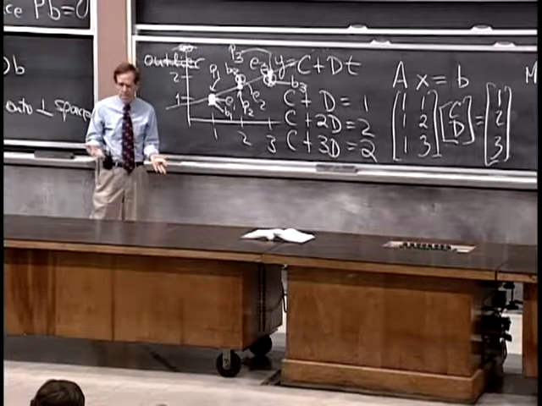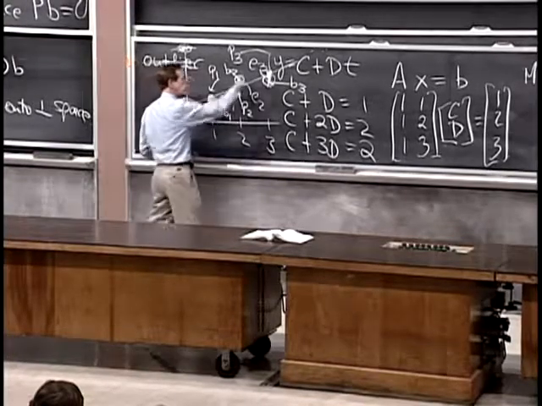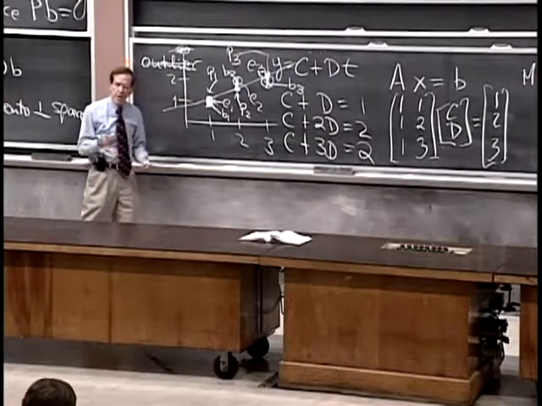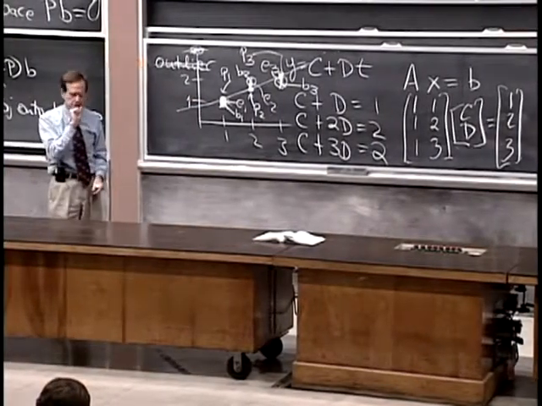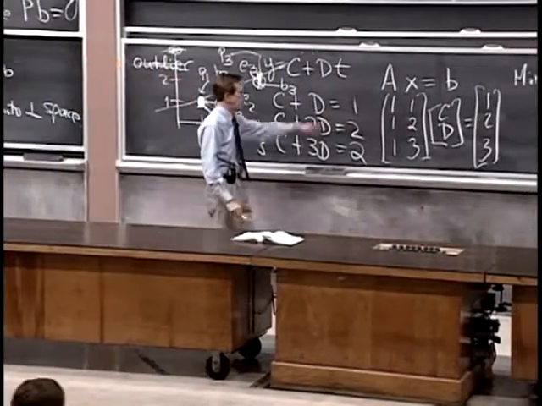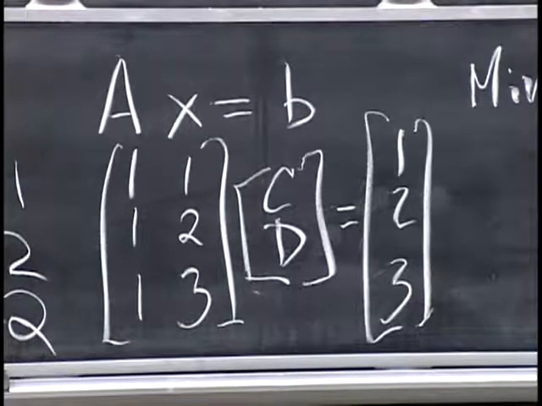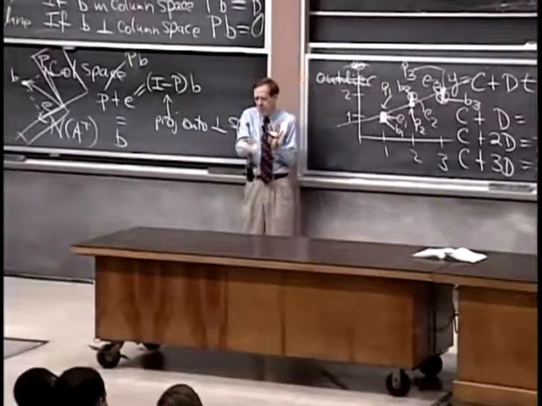I could solve them. A line goes through the P's. So the P1, P2, P3 vector is in the column space. That is a combination of these columns. It's the closest combination. It's this picture.